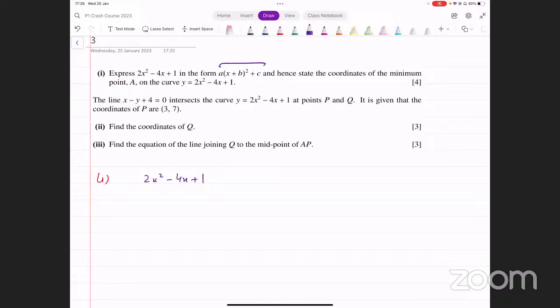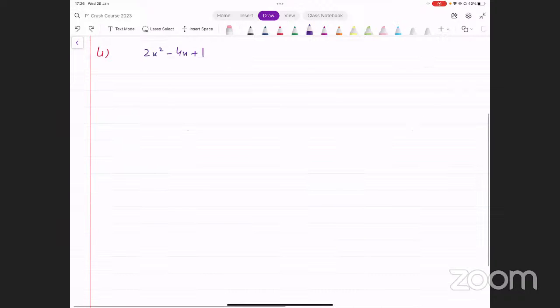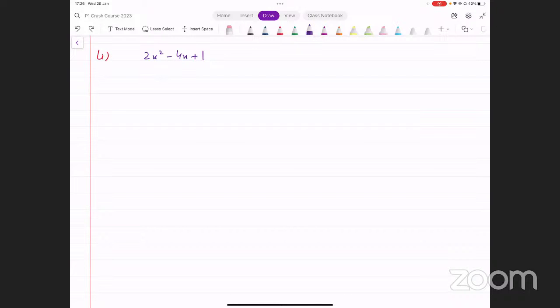That means completed square form, and hence state the coordinates of the minimum point A on this curve. All right, so you have to do 2 things. You have to complete the square and also state the coordinates of the turning point. Now, again, you could use any of the 2 methods that we discussed. Let's use both of them here, and then you can decide which one you would prefer. Let me use the second one first.